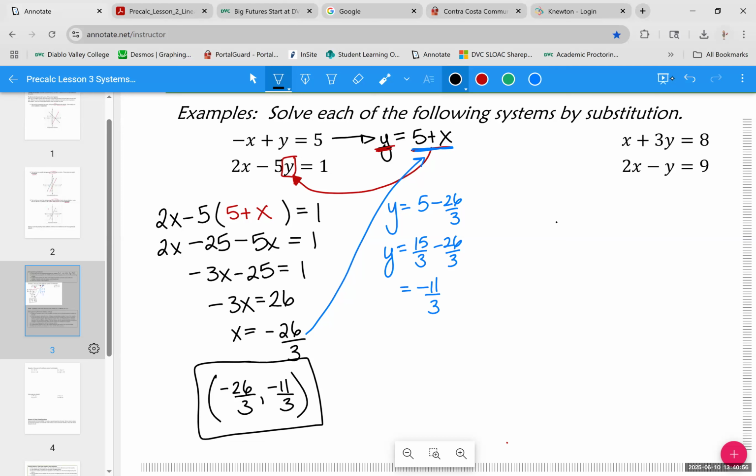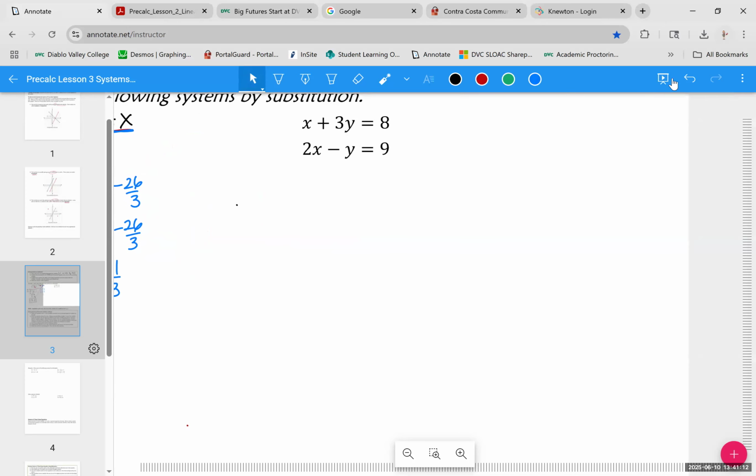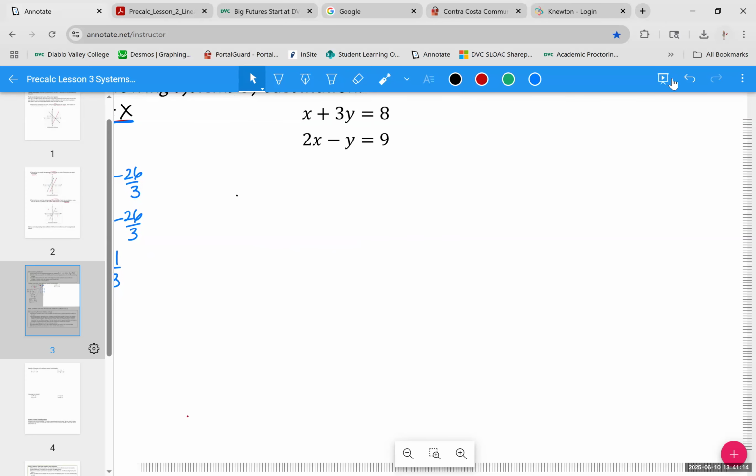Now, if I was in, like I said, a test situation, I'd probably plug those in. Since they're fractions, I probably would need to do it on a piece of paper, just to double check to make sure I've got that right. So now I want you to give it a try. Come on over here to the second system that we have and work on solving that by substitution. Go ahead and pause the video and work on that and then start it up again.